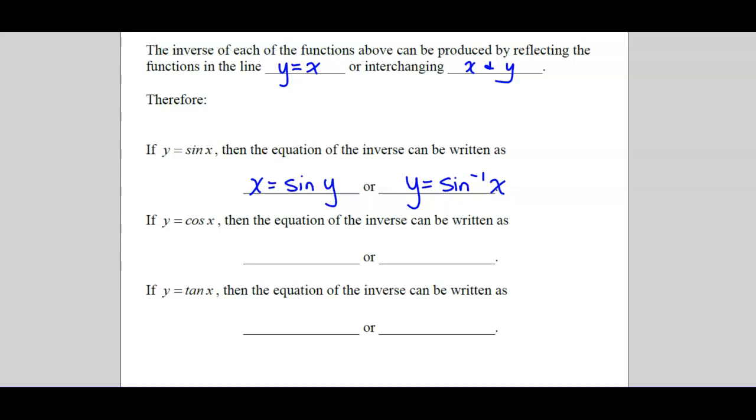Cos x equals cos y, so y equals cos inverse x. x equals tan of y, so y equals tan inverse of x.